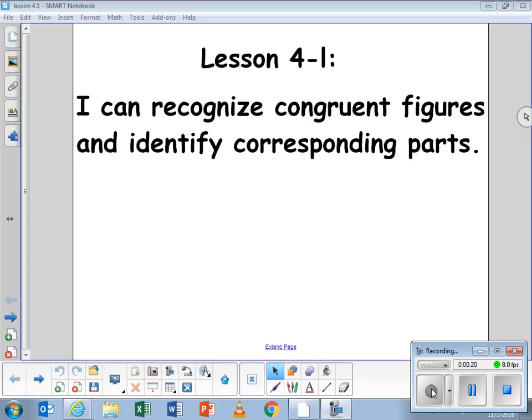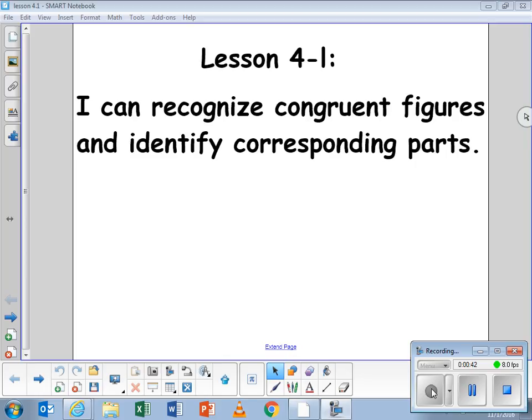We're setting up the basis, the groundwork for writing proofs to prove that triangles are congruent. But before we can do that, we have to understand what congruent means. Okay? So, recognizing congruent figures, identifying corresponding parts. See, there's another use for the word corresponding.